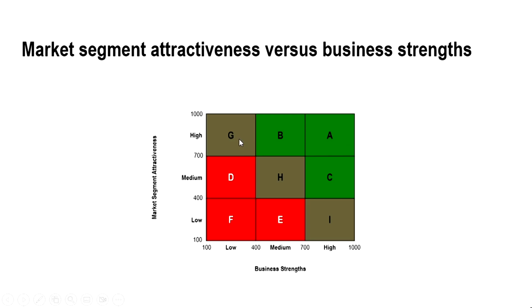For example, here, this brown segment is where we will perhaps look at future-oriented effort, where we have a highly attractive market segment, but our current business strength may be low. So, then we will try to move it to the right, where we go from medium to high in terms of capability development, business strength development. So, G, which is brown today, will merge with these greens at a later stage.